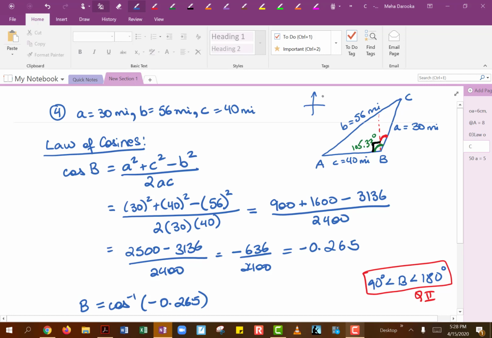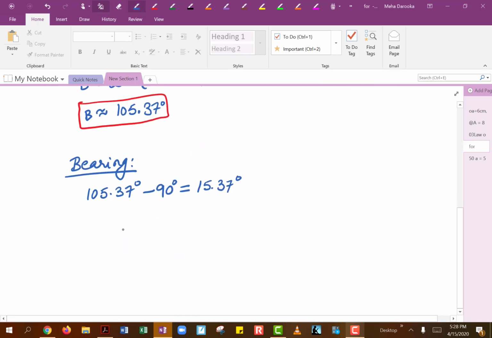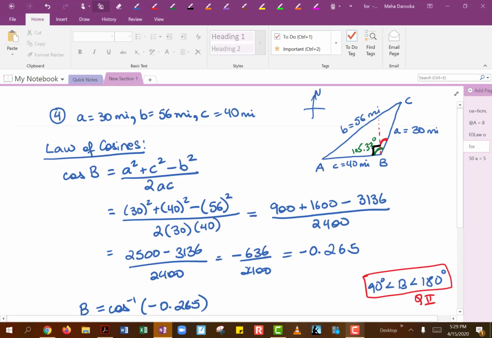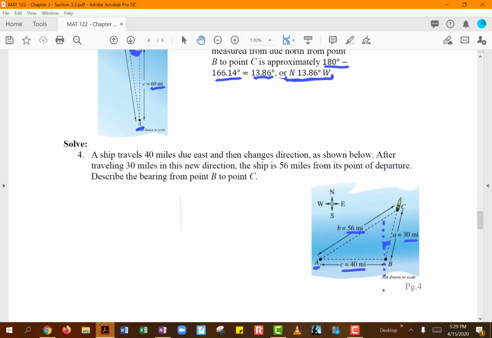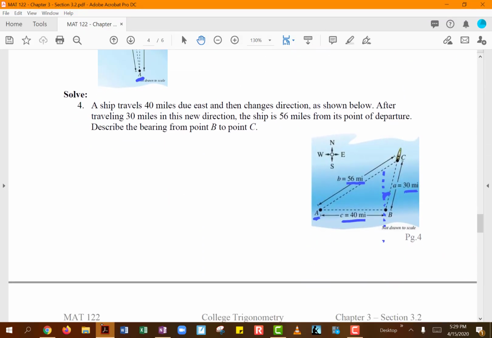Remember, this is north, so you are going in the direction of northeast. So your bearing is going to be north 15.37 degrees east. This is the answer we are looking for for our bearing. I hope this helps you see how we came up with our bearing measurement over here, and you can compare both example 4 over here and the problem number 4 that we looked at.